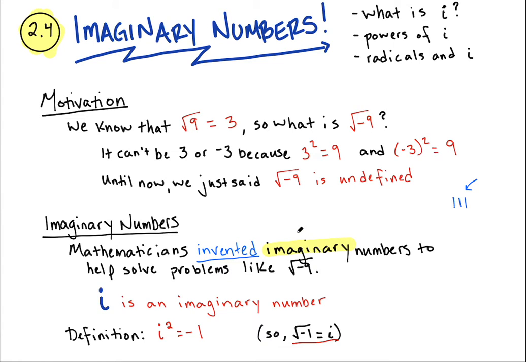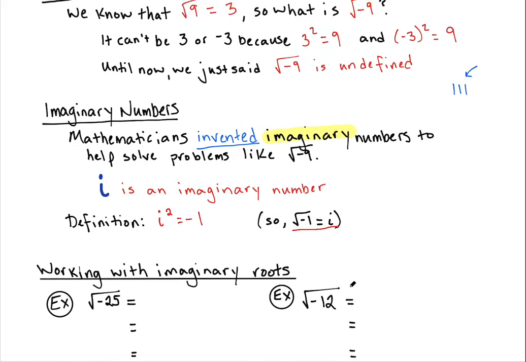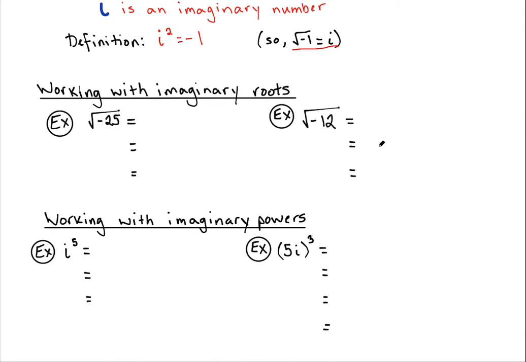All right, let's see some examples of how to work with this because it's a little strange. I'll try to leave it on the screen so you can see it too. So two different things we're going to look at. The first is working with imaginary roots or imaginary radicals. So what happens when we're taking square roots that involve imaginary numbers. And then we're going to talk about powers or exponents with i, powers of that imaginary number.